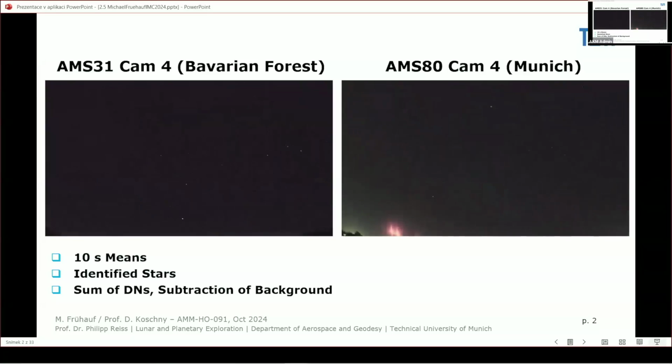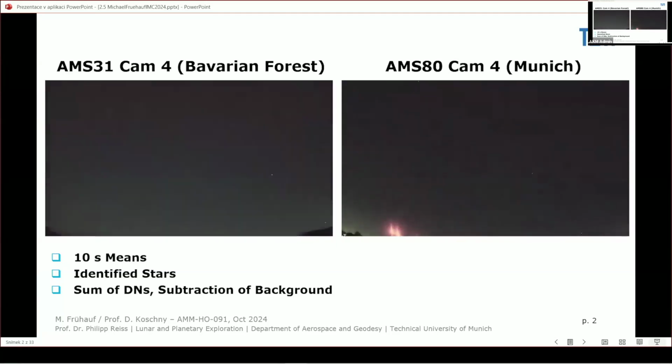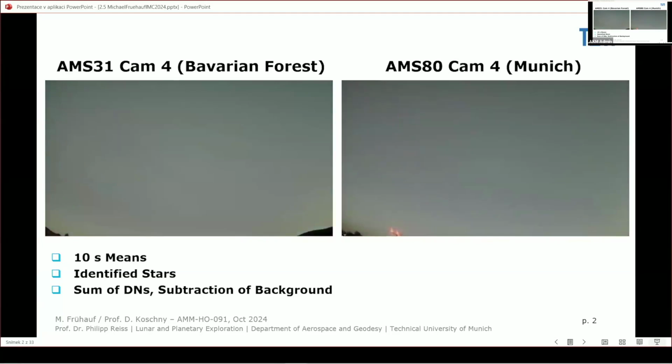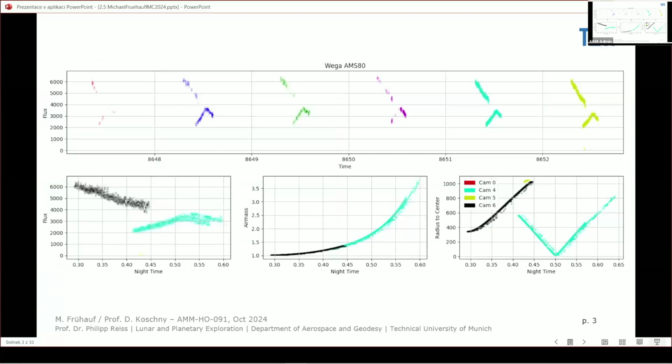So you see time-lapse videos, the stars are moving, and then suddenly Vega will show up here. It's marked here in red, also here. Vega moving across the sky. So what I did here is I took 10-second means, I identified the stars, and then I summed up the digital values and subtracted the background. And let's have a look at the data, what we can see then.